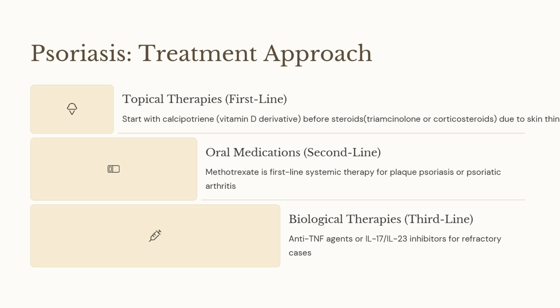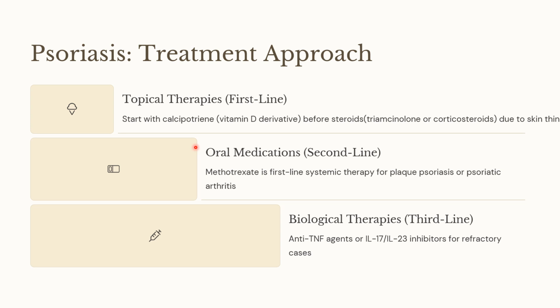And what is the treatment in psoriasis? Psoriasis is generally treated with topical therapies as first line. So it has to first start with a vitamin D derivative, that is calcipotriene. After that, if it doesn't cure the patient, then we can give steroids like triamcinolone or other corticosteroids. What one should know is steroids will result in skin thinning. Therefore, it is started with vitamin D like calcipotriene.